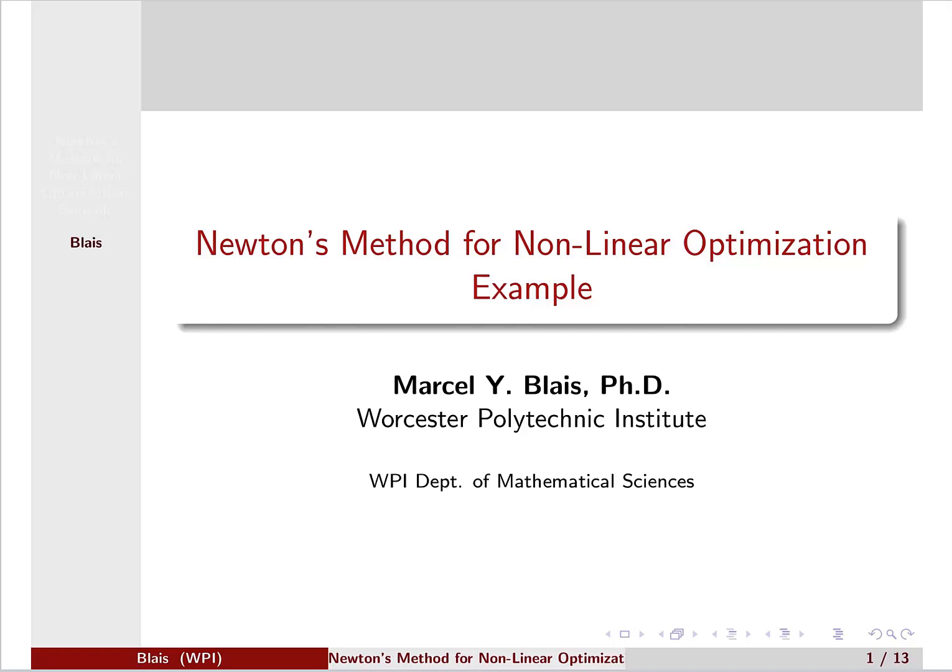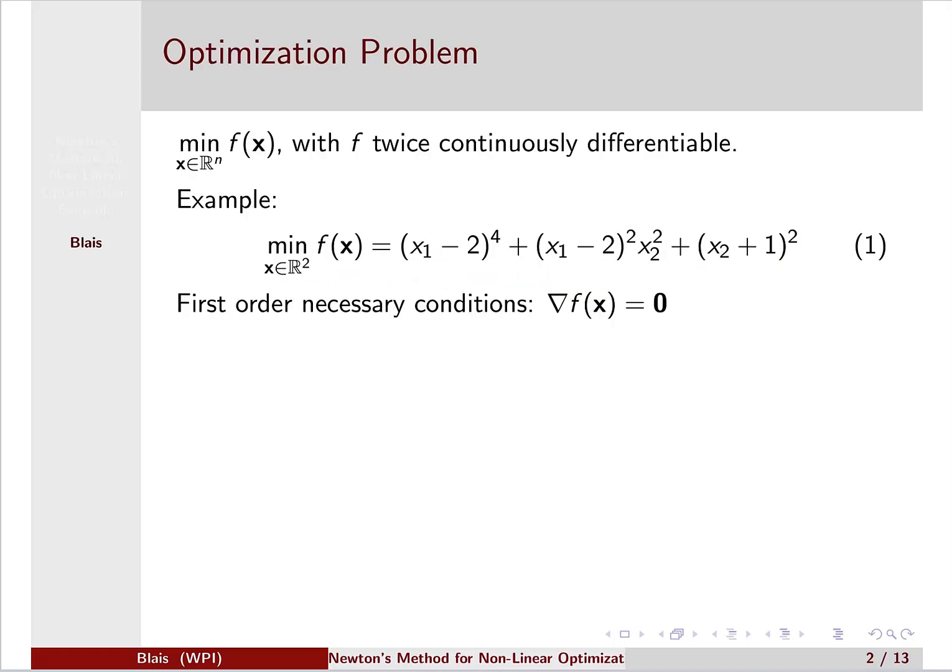In this lecture, we will be looking at an example of using Newton's method for nonlinear optimization. Recall, this is a method we can use when we're trying to minimize a function f(x), where x is a vector in R^n, and the objective function f is twice continuously differentiable. The example we will look at is given here.